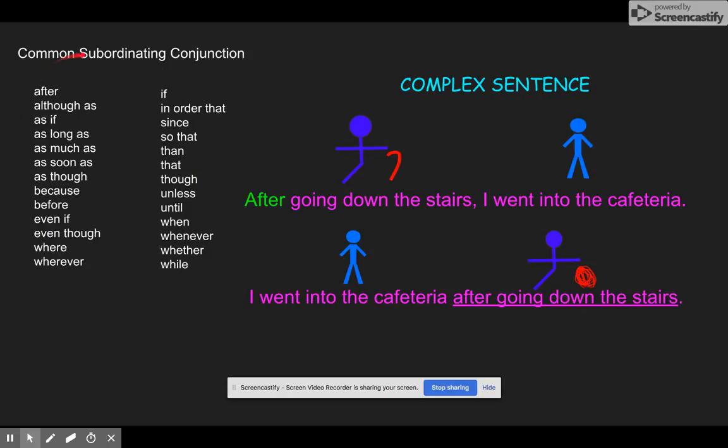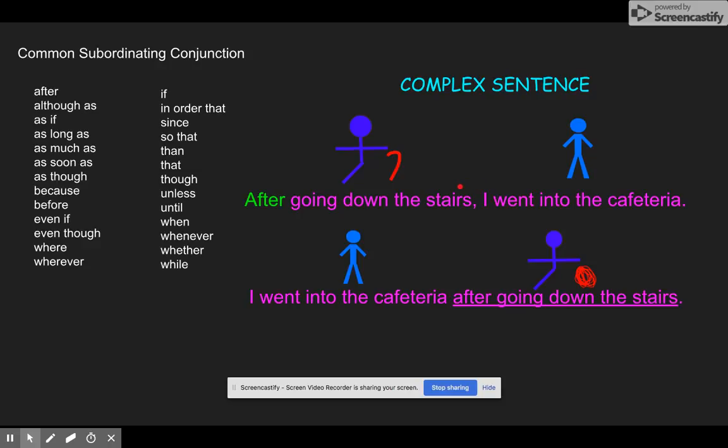We've also talked about complex sentences, and these conjunctions, which are technically called subordinating conjunctions. We use these a lot in our writing. Here's an example. After going down the stairs, I went into the cafeteria. This is a complex sentence because it has one phrase that cannot stand on its own, it needs some help, and a phrase that can stand on its own. So it has an independent clause and a dependent clause. After going down the stairs doesn't sound quite complete. But if I said, I went into the cafeteria, that can stand on its own. So this is a complex sentence.